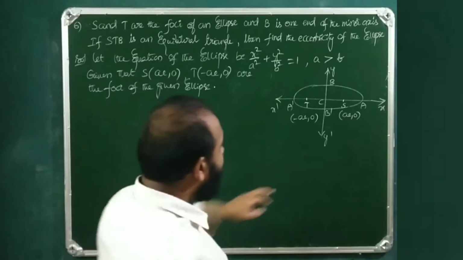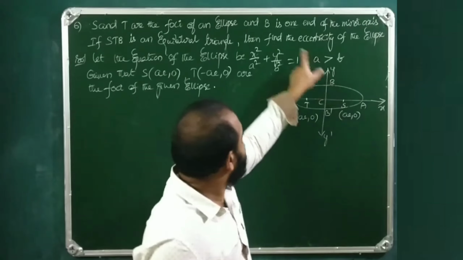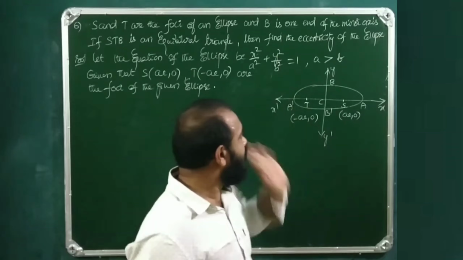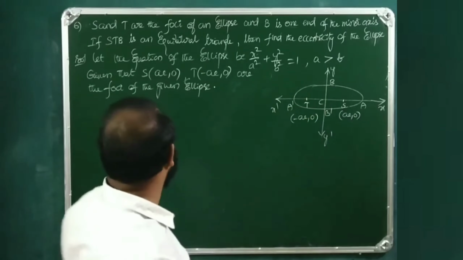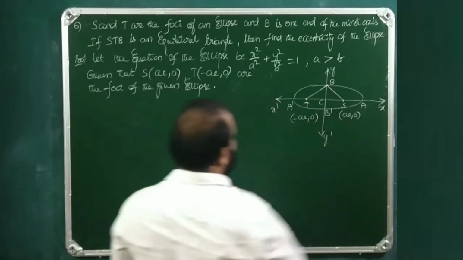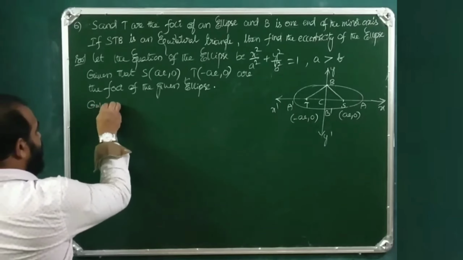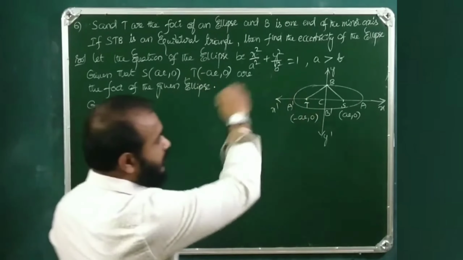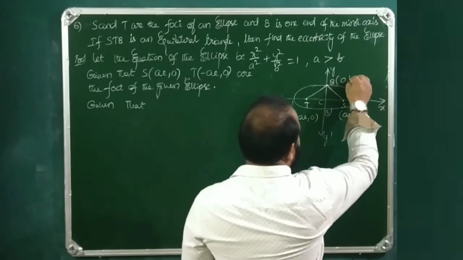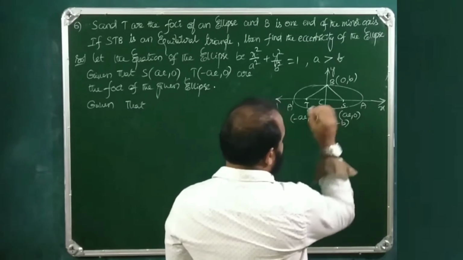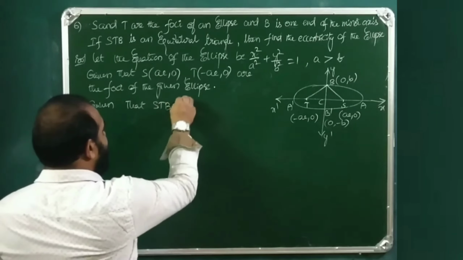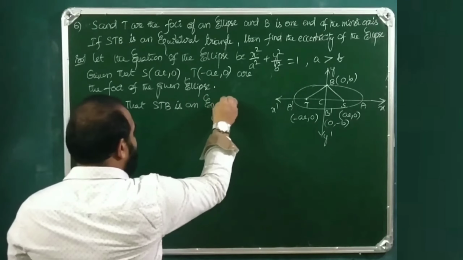Now, here, one end of the minor axis is B. B dash is another end, but that is not given. So, given that B is one end of the minor axis. Here, STB is an equilateral triangle. Given that. So, for the ellipse x square by a square plus y square by b square with a greater than b, this B is 0 comma b and this is 0 comma minus b, B dash. Now, given that STB is an equilateral triangle.